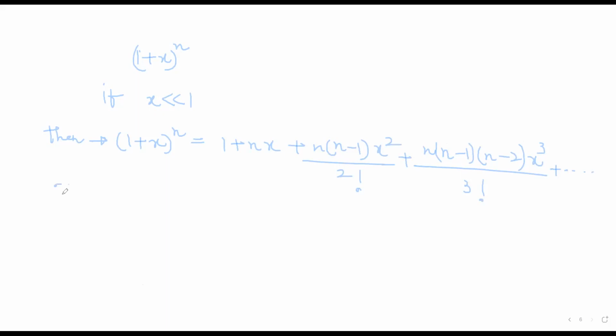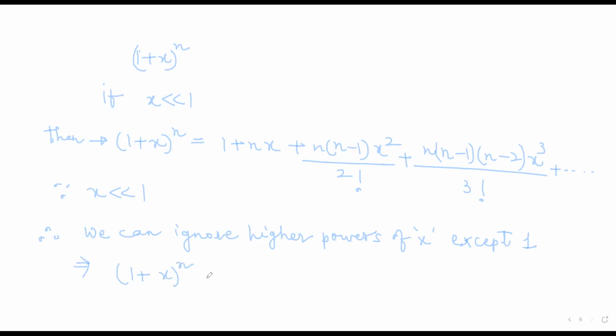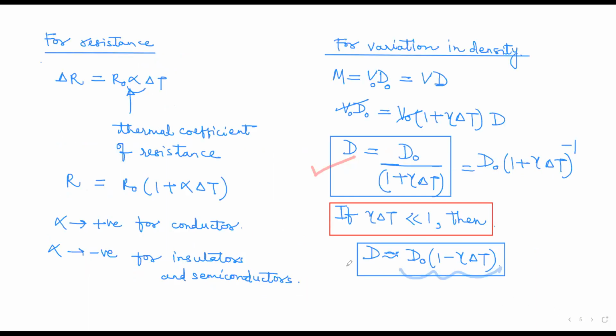But since x is very small as compared to 1, therefore we can ignore higher powers of x except 1. Understood or not? Yes, sir. So from here we get (1 plus x) to the power n can be approximated as 1 plus nx. So that's how we got that. This is why we are writing this as this, because this negative sign will be multiplied here.